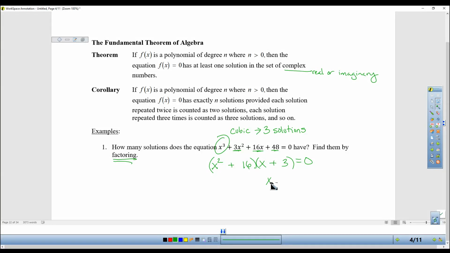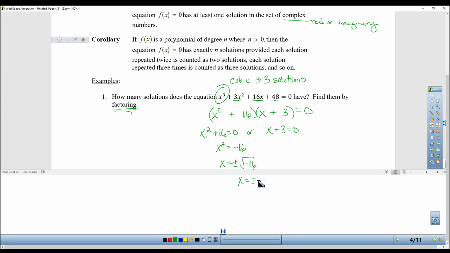Okay, so either x plus 3 is equal to 0, or x squared plus 16 is equal to 0. This doesn't have an x term, so I can use the shortcut of just subtracting and then square rooting, which gives me x is equal to plus or minus 4i. So it does have 2 imaginaries and 1 real.